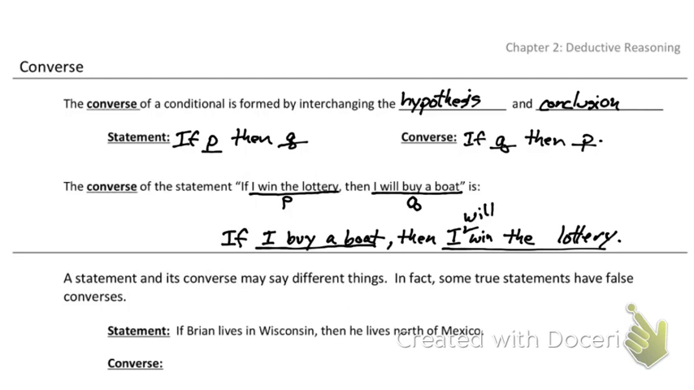Does this statement necessarily make sense? If I buy a boat, then I will win the lottery. Do you typically buy a whole bunch of stuff and then say, I'm going to win the lottery, don't worry about it? No, the converse doesn't always make sense. In fact, sometimes the converse is 100% false. So just because I'm asking for the converse doesn't mean it has to be a rational idea. I'm just asking you to flip those two things.